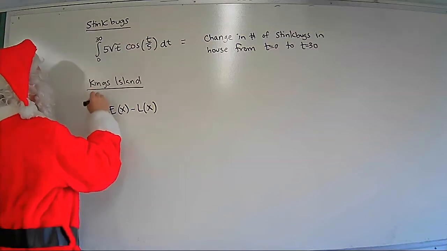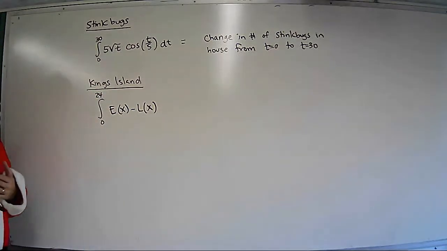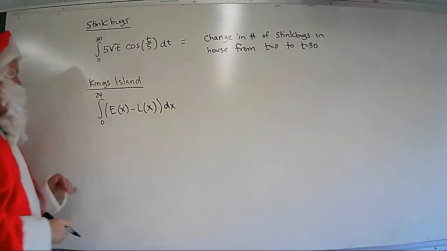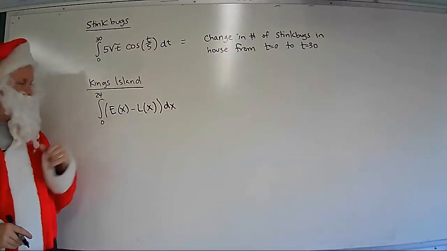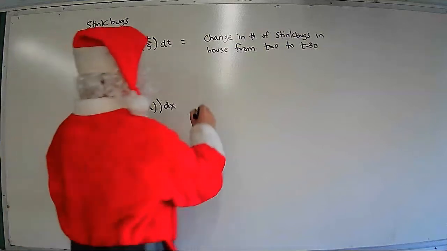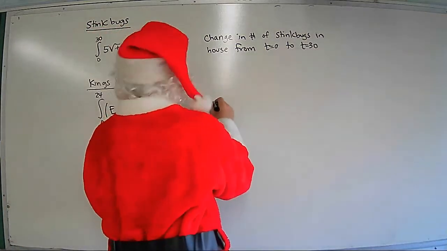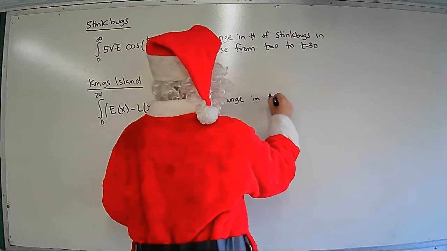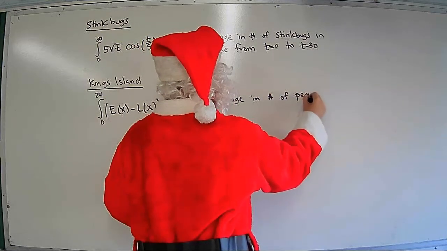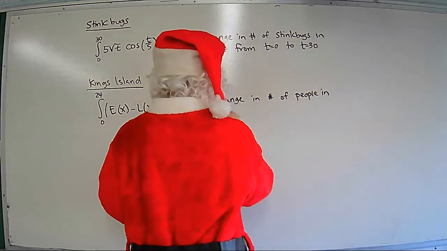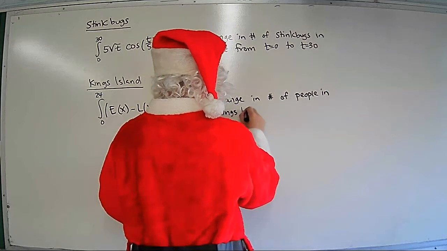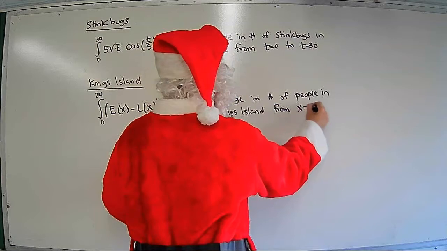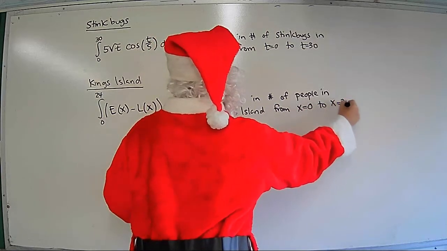It was like 24. Let's just do 24. Okay? If we do this, again, I don't remember what the formulas were for these functions, but if we did this, this equals the change in the number of people in Kings Island from x equals 0 to x equals 24.